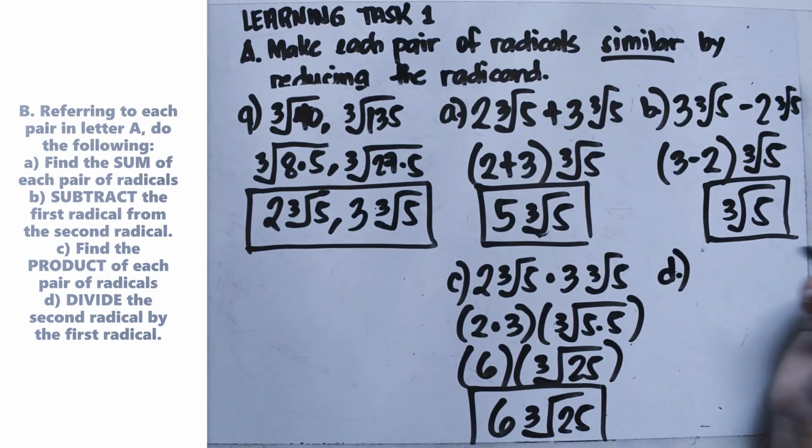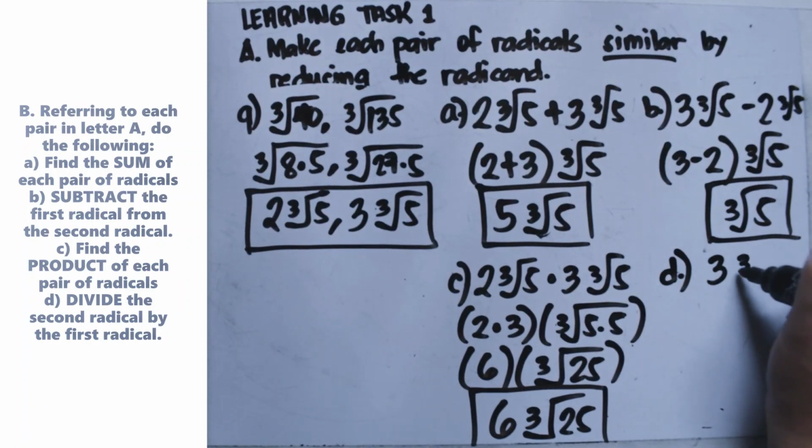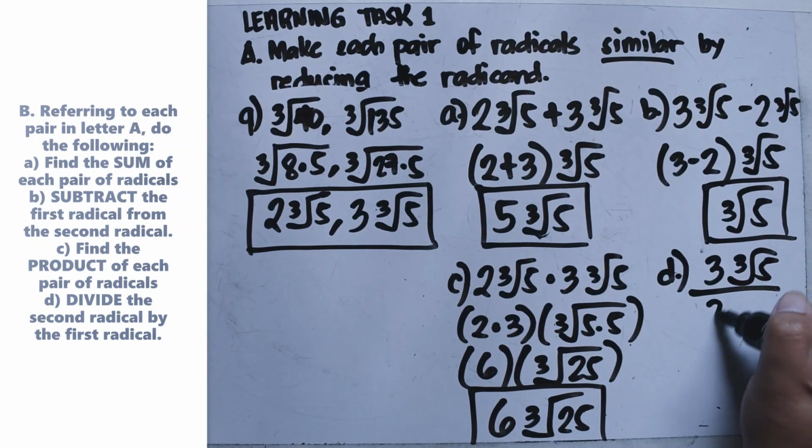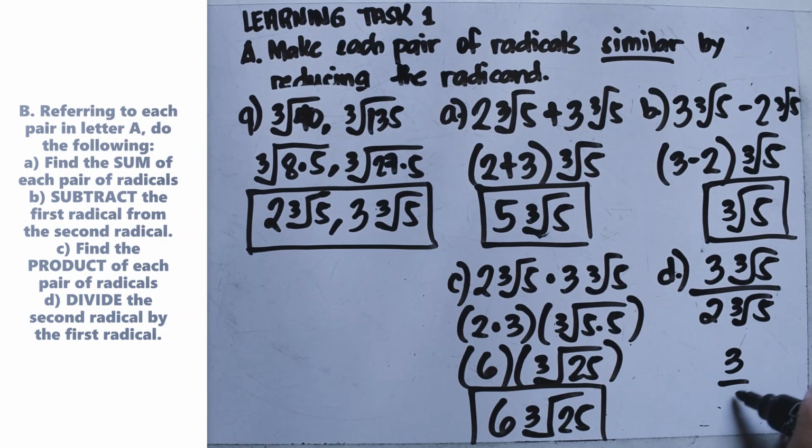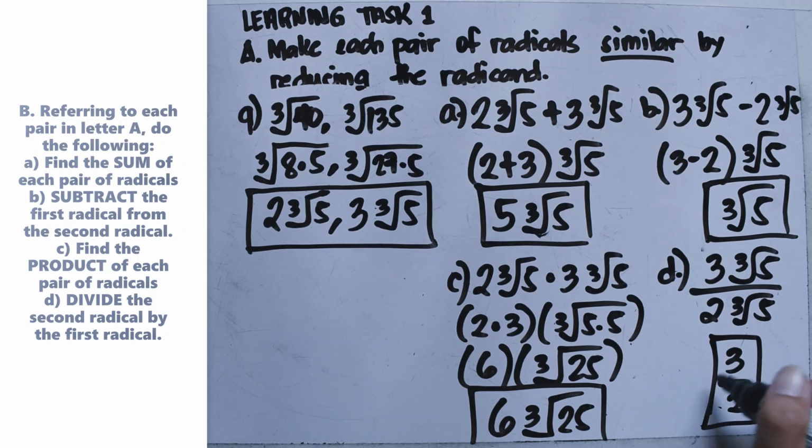So, letter D na tayo. Find the quotient. So, we have 3 cube root of 5 divided by 2 cube root of 5. Dahil pareho, cancel, matitira si 3 over 2. 3 over 2, or sabi ko nga sa inyo, kung anong trip ng teacher nyo, decimal or mixed number, it's up to them. So, eto na po yung sa akin.